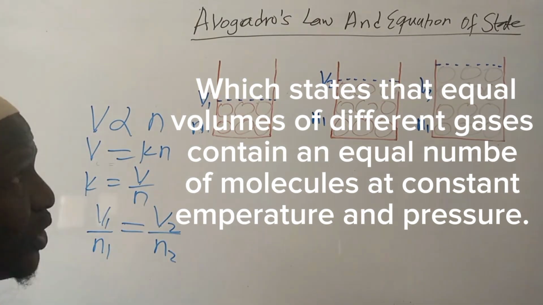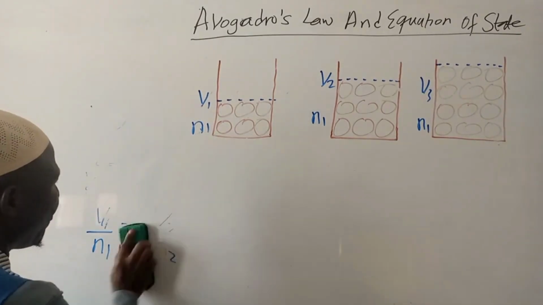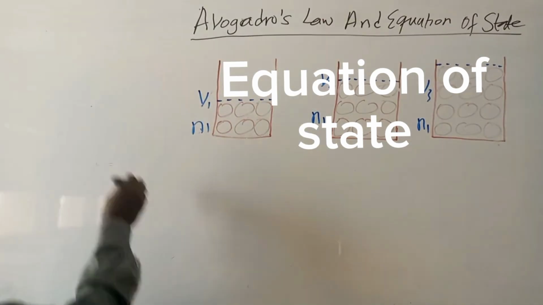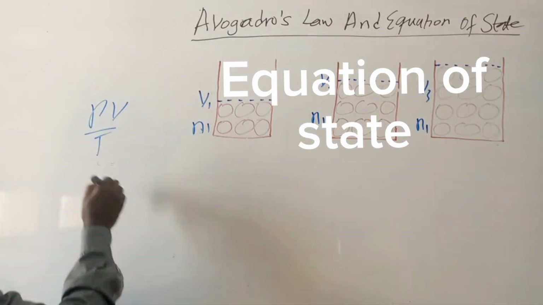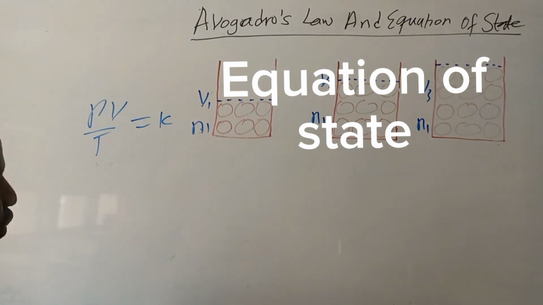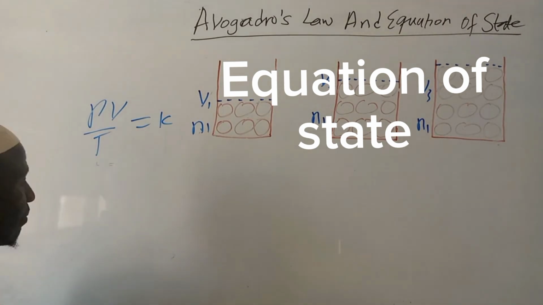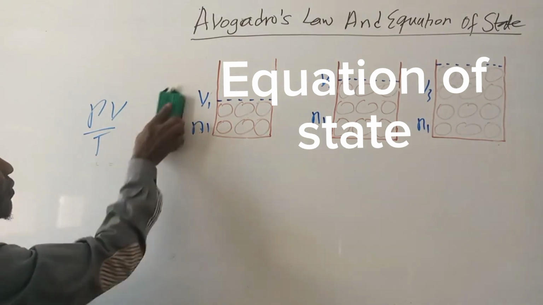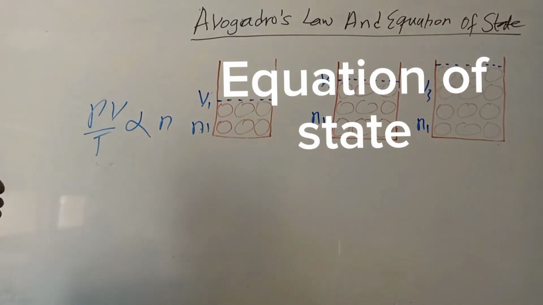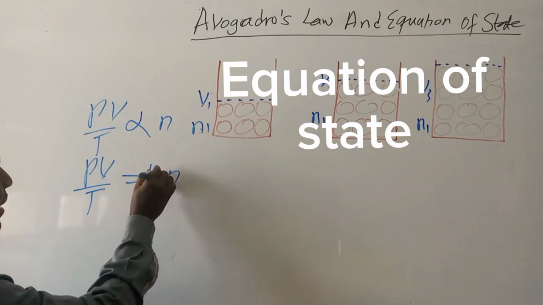Let's go and derive the equation of state using the general gas law. From the general gas equation that we did in our last video, we said PV over T is constant, that is equal to K. But this time around, we are going to make the number of moles variable. Therefore, PV over T will be varying with the number of moles. So automatically this gives us PV over T is equal to Kn.